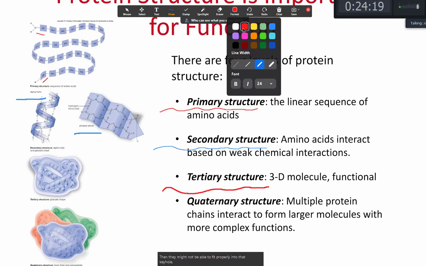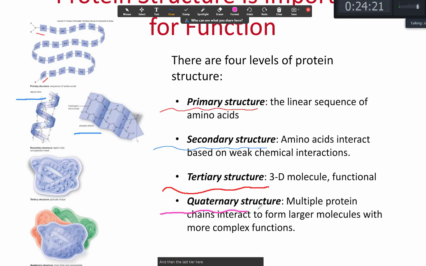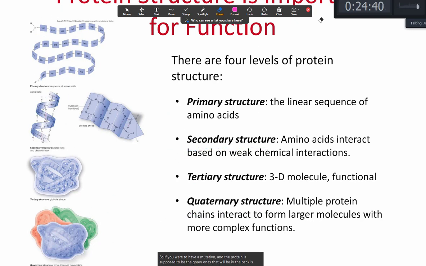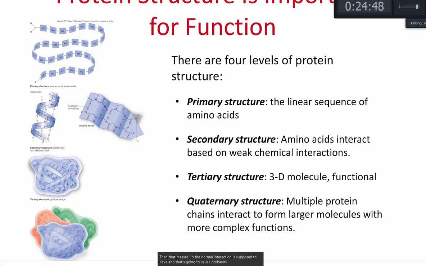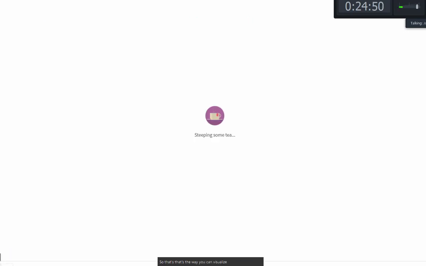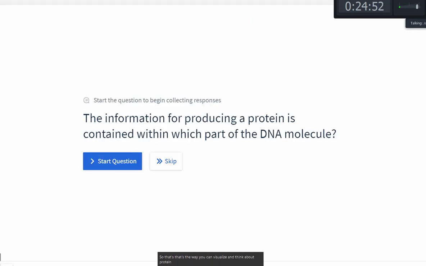And then the last tier here is called the quaternary, which is when you have multiple proteins. As you can see on the picture, you have a green protein, a red protein, a purple protein, and they're all interacting in the right way. Right? So if you were to have a mutation and the green protein, which is supposed to be in the back, is now in the front, then that messes up the normal interaction it's supposed to have, and that's going to cause problems.